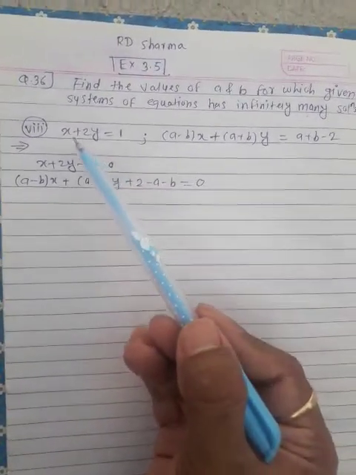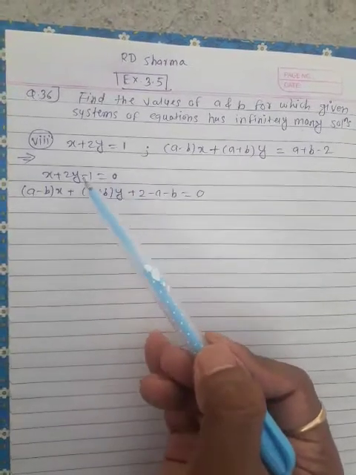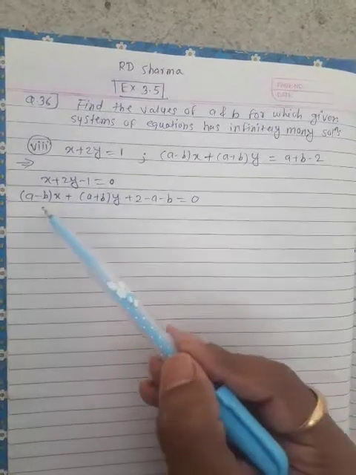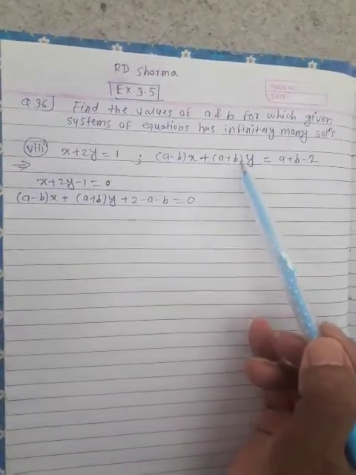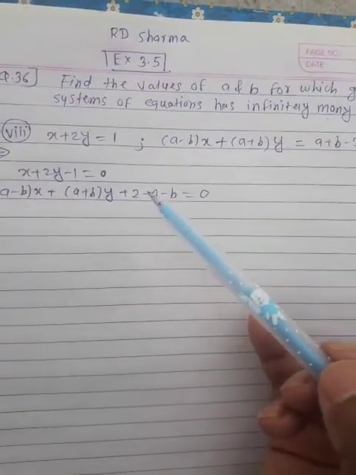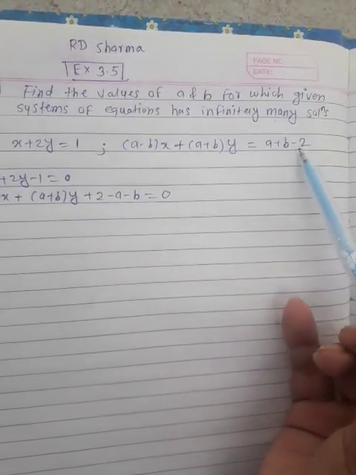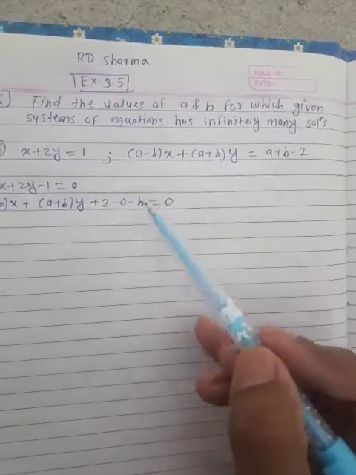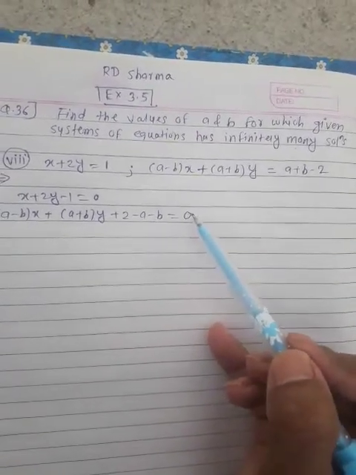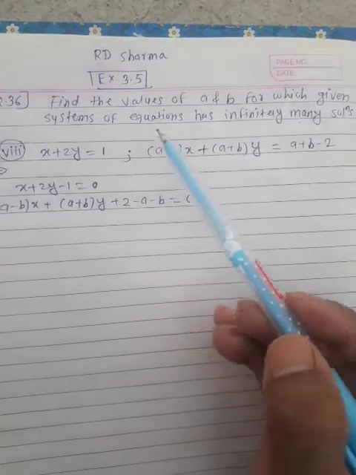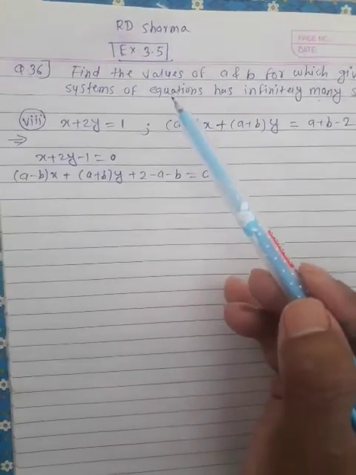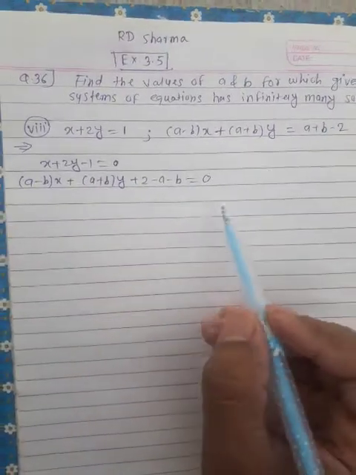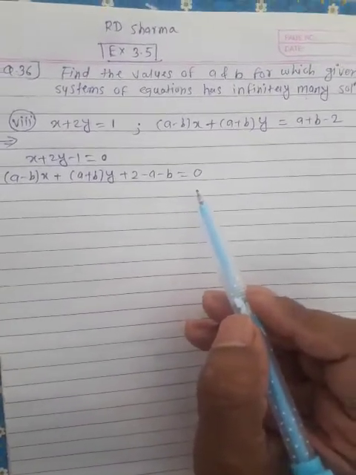This equation becomes x plus 2y minus 1 is equal to 0, and the second equation (a minus b) into x plus (a plus b) into y, and this minus 2 becomes plus 2, and plus a and plus b become minus a and minus b, is equal to 0. It is given that the equation has infinitely many solutions, so write the condition for infinitely many solutions.